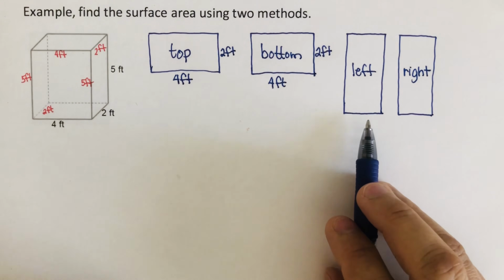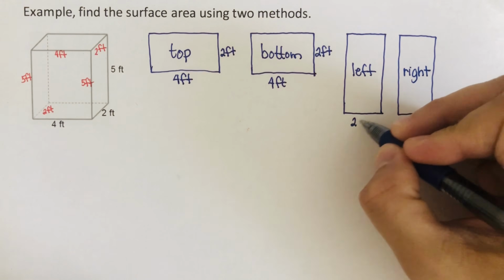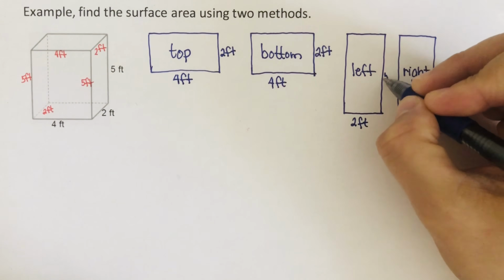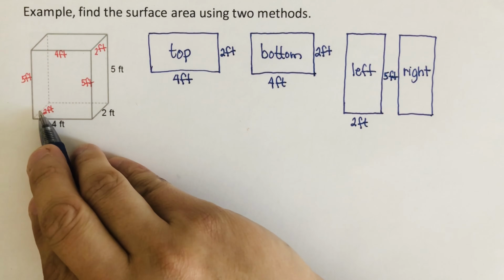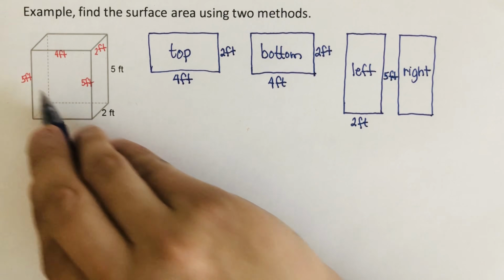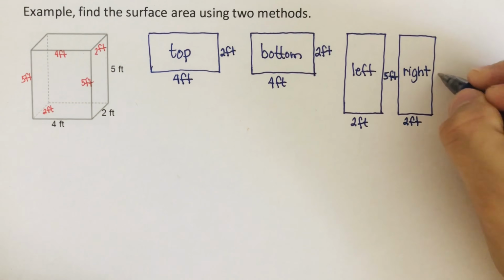The measures for this would be 2 and 5. So I'm going to write 2 feet here, and this is 5 feet. And then the same thing for this. For the left and right, they're a match. So this would be 2 feet, and this is 5 feet here.